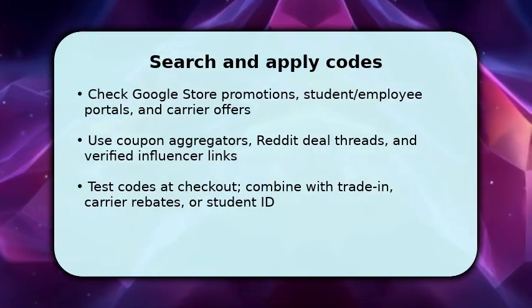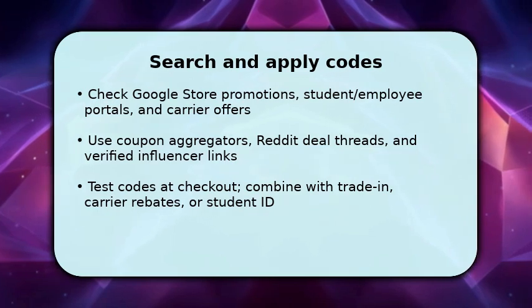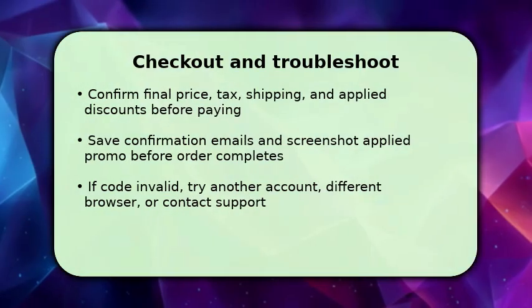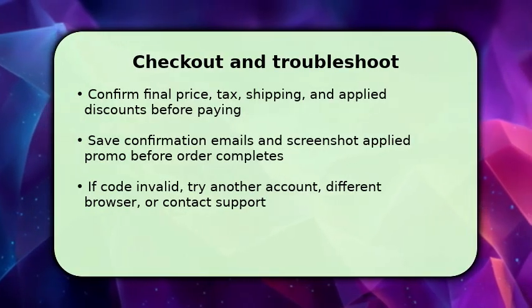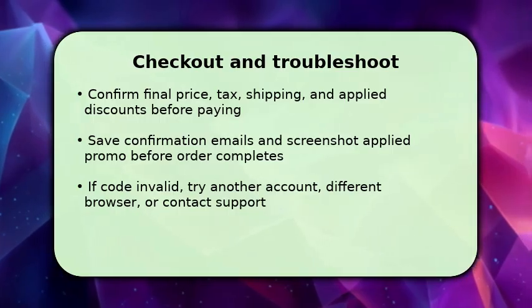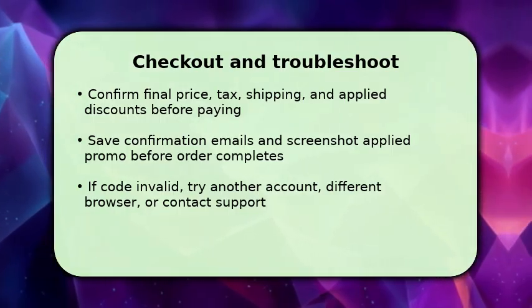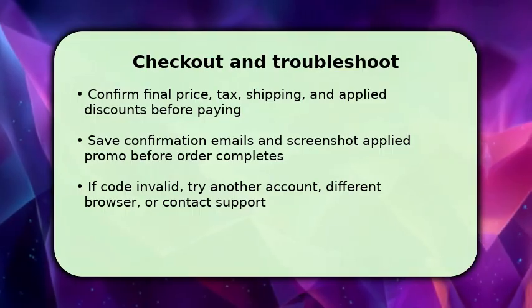If a code works, you complete the purchase by reviewing the final price and confirming taxes, shipping, and all discounts are applied. You should see the promo reflected in the subtotal. After payment, save confirmation emails and screenshot the order summary showing the discount for records.